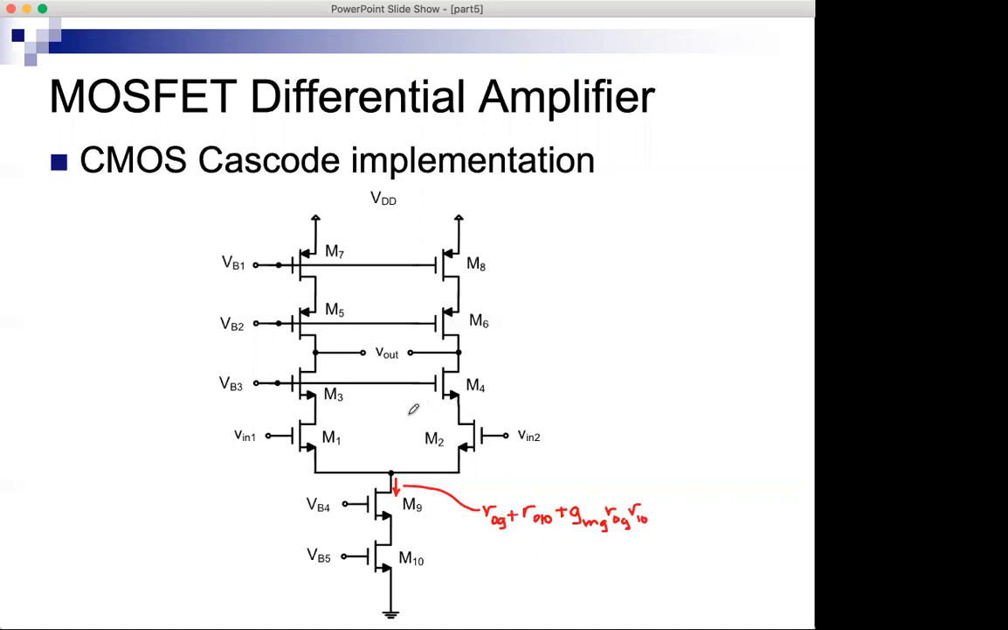Now, where is the output? And the output is here. The output is taken from the drain of this M3 and the drain of M4. And we can identify too that this is a cascode.